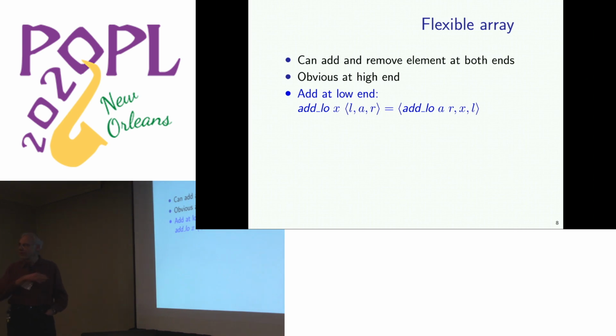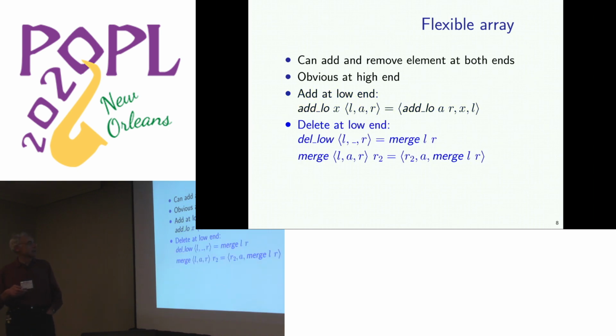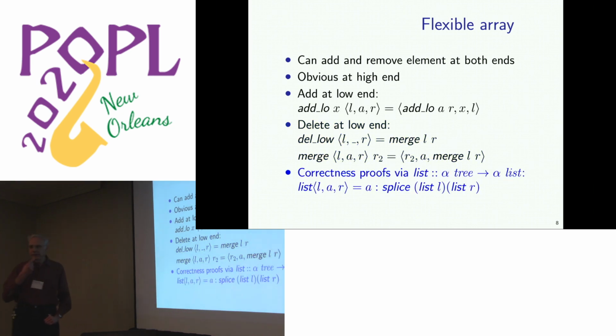Of course, there's a base case, but in all of my definitions on the slides, the base cases will be missing. And almost equally simple is the deletion at the low end. It's just, again, one traversal through one path and swapping subtrees. And the correctness proofs are quite straightforward.